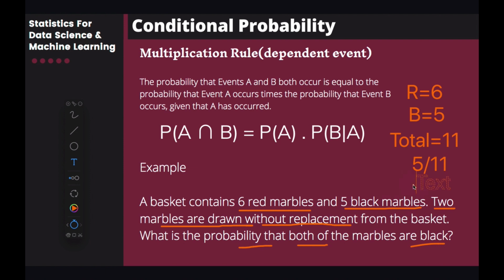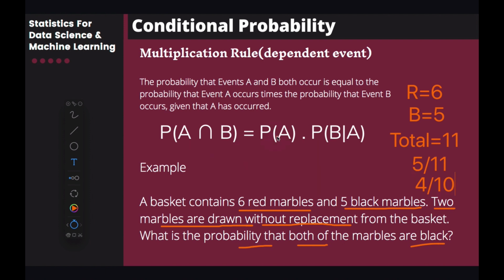So when we go again to pick a black marble, now the black marbles have reduced to 4, because we have picked the first black marble, and then the total has also reduced to 10. The black marbles have reduced by 1, the total has also reduced by 1. And that is what is going to give us this kind of probability.